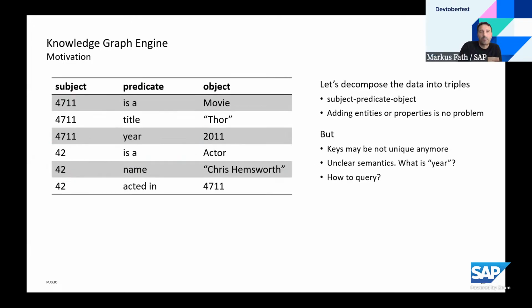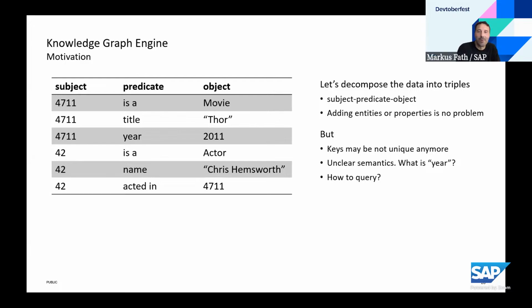Now think about a different approach where you basically decompose all your data into triples, into subject, predicate, object triples, like depicted on the left-hand side, where you simply say, 4711 is a movie, and 4711 has the title Tor and stuff like that. So essentially, you decompose your data into atomic entities, you could say. Then adding new entities, for example, adding directors or adding new properties to that type of data store is not a problem at all. But of course, you need to find a way to make keys unique.